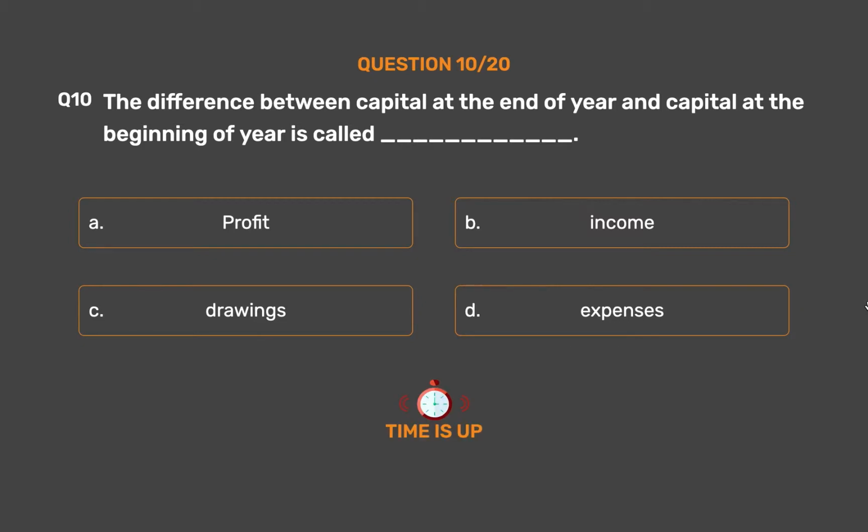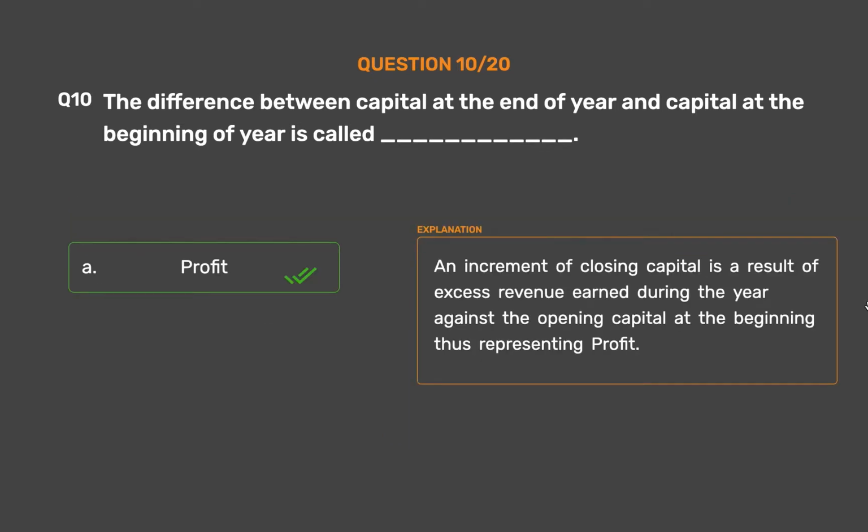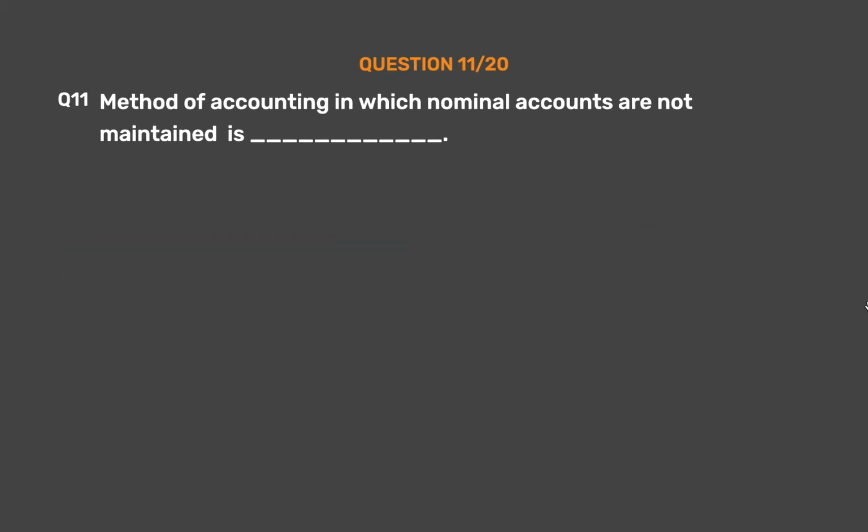The correct answer is Option A. Profit. An increment of closing capital is a result of excess revenue earned during the year against the opening capital at the beginning, thus representing profit. Question number 11. Method of accounting in which nominal accounts are not maintained is underscore.